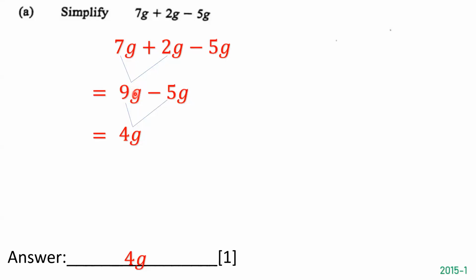Remember, we keep the g. Now we bring down the negative 5g, and we say, what is 9 minus 5? Well, 9 minus 5 is definitely 4. We keep the g, and so 9g minus 5g is definitely 4g. So our answer here is 4g.